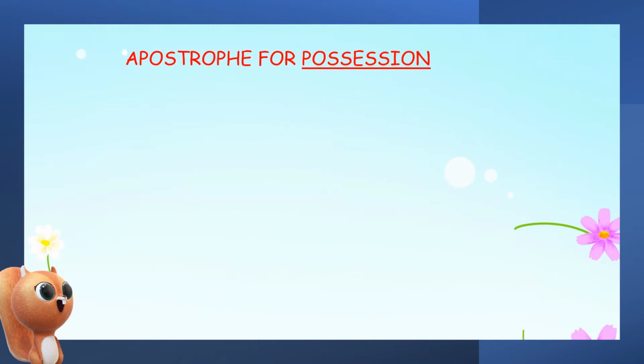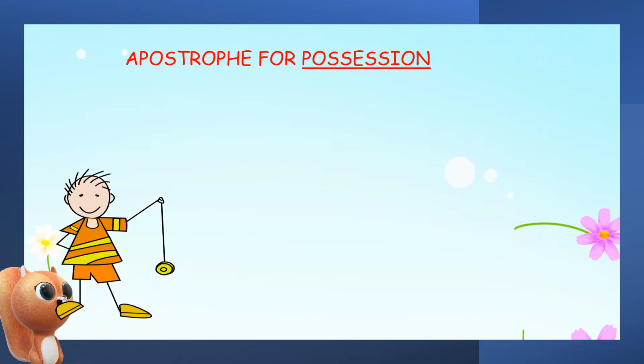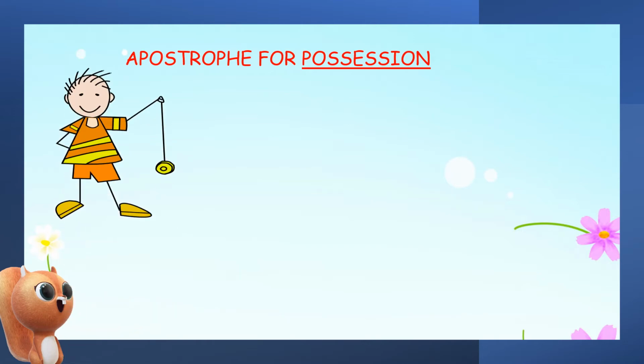Apostrophe for possession. How do we use apostrophe to show possession? Let's take a look at some examples. This is Dan's yo-yo. As you can see, we have apostrophe and S behind Dan's name, showing us that the yo-yo belongs to Dan.